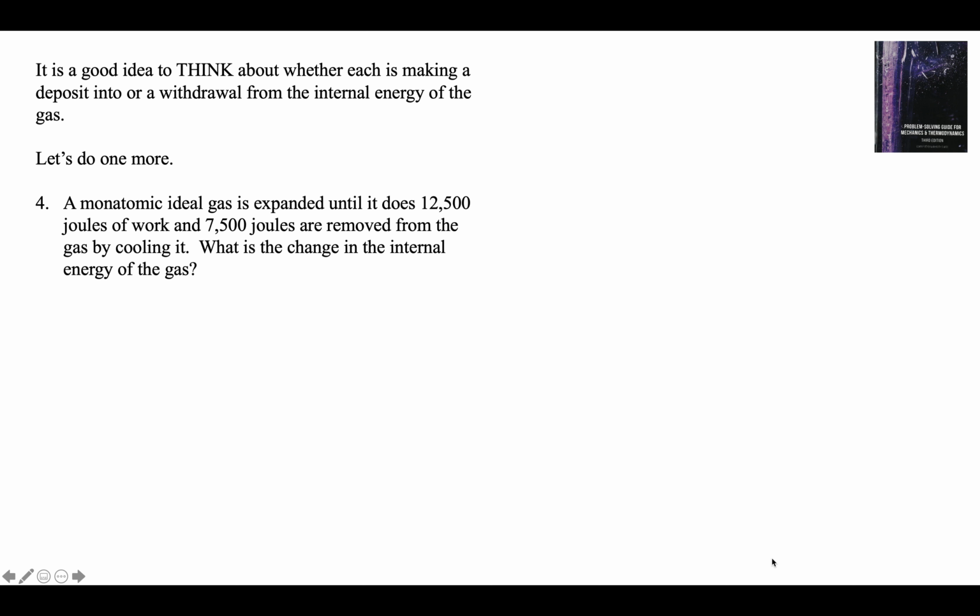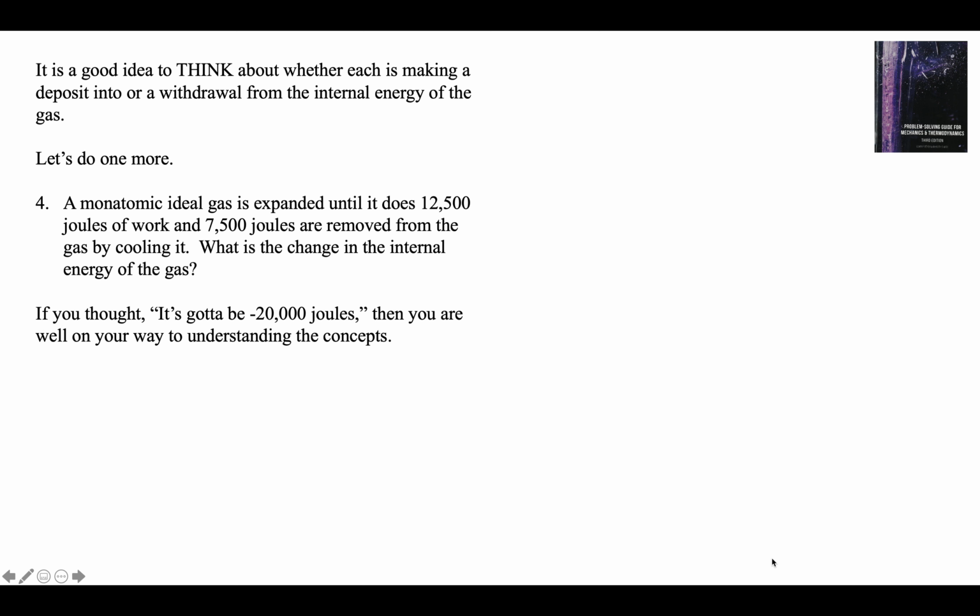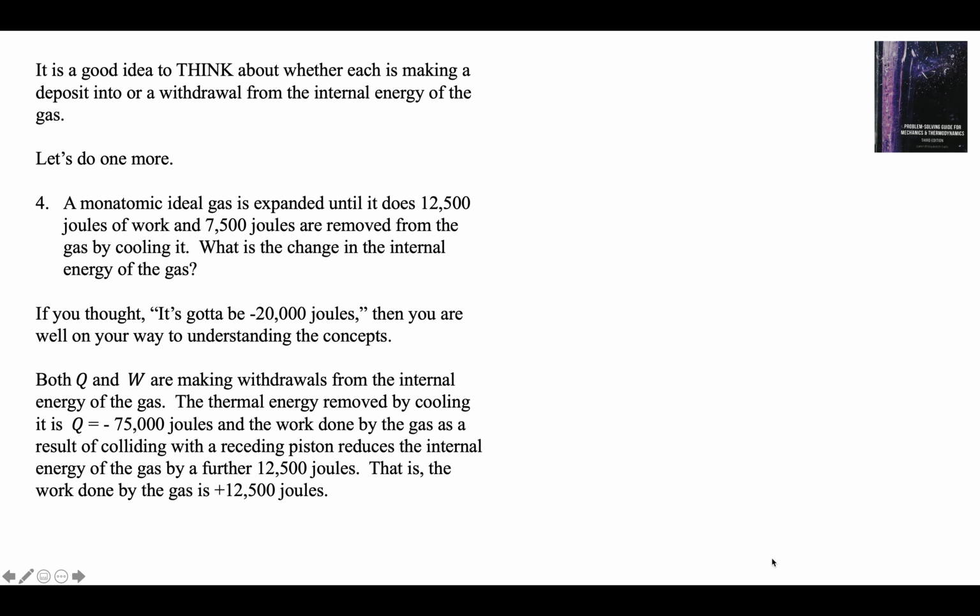A monatomic ideal gas is expanded until it does 12,500 joules of work and 7,500 joules are removed from the gas by cooling it. What is the change in internal energy of the gas? If you thought it's got to be minus 20,000, then you're well on your way to understanding the concepts and becoming a master. So both Q and W are making withdrawals.